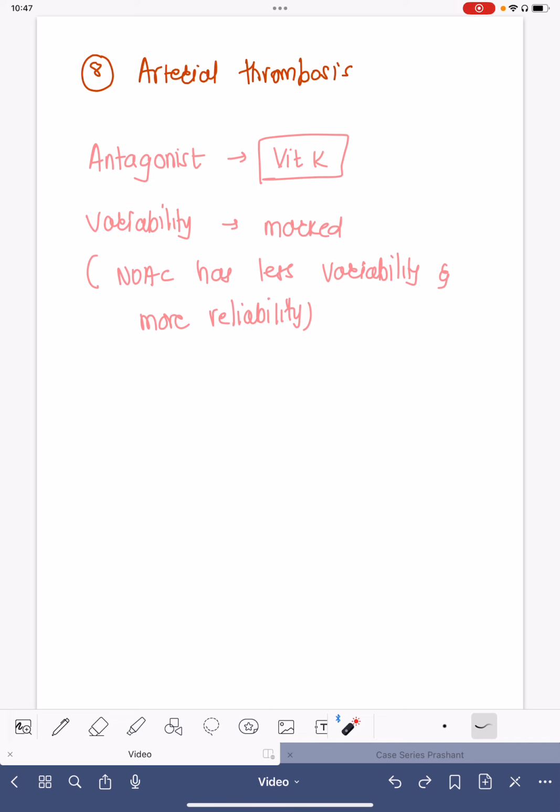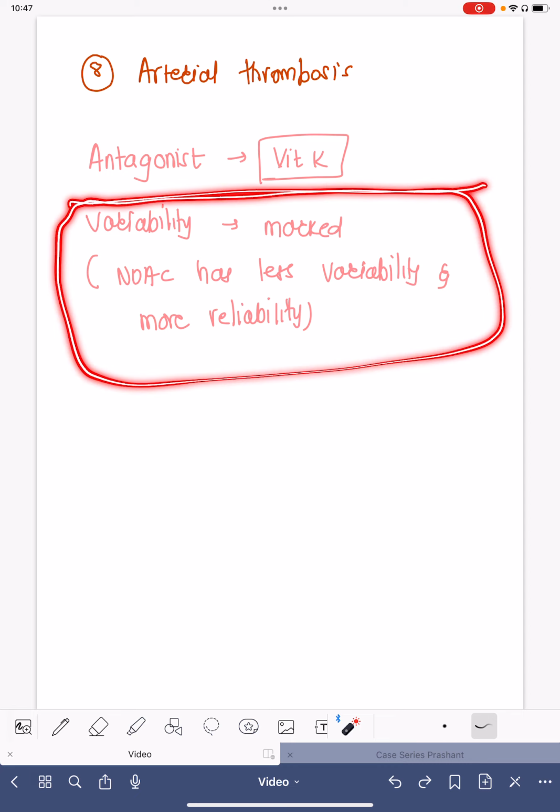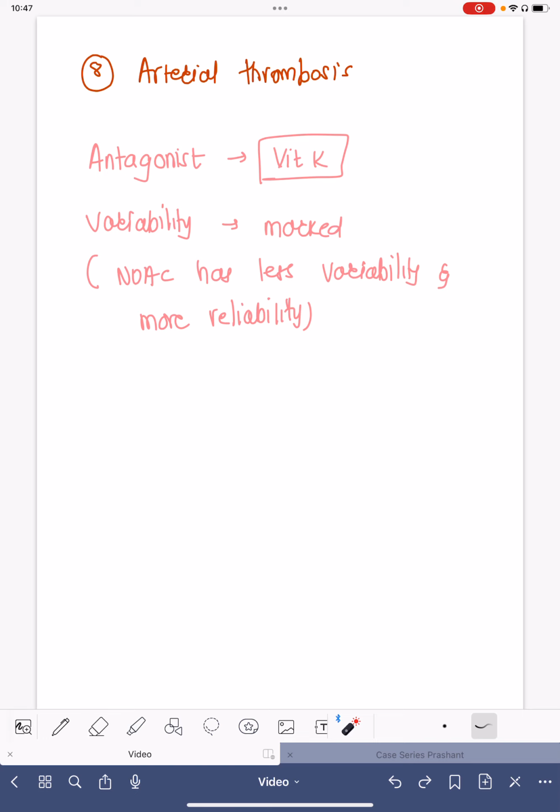That is the reason why, before surgery, if we want to achieve an INR of around 1 to 1.5, then very commonly either FFP or vitamin K is given to achieve an INR target of 1 to 1.5 before any elective surgery. The problem with warfarin is marked variability. We have to recheck the INR after 3 days, 5 days, and then according to that we have to increase the dose.